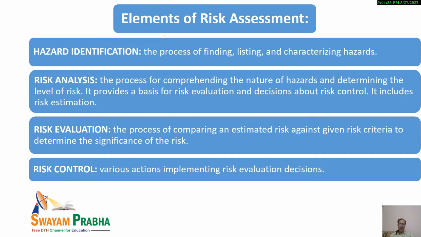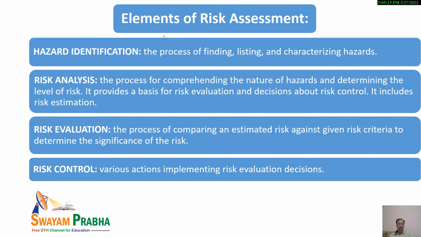Now, once again, in brief, I have already covered the elements of risk assessment. First of all, hazard identification. You will try to find, make a list, and characterize these hazards which are there. First of all, these are required to be identified, and it is a very crucial step. In case you are unable to identify some hazard that is actually there, it will be very harmful to your company, and it will really be destroying your company.